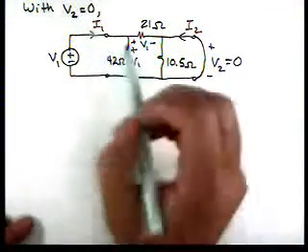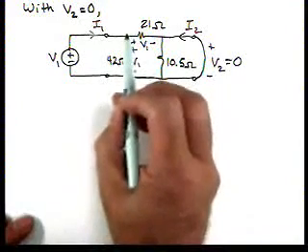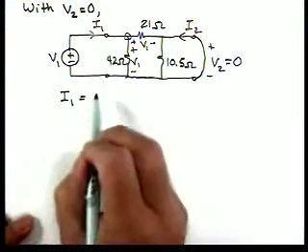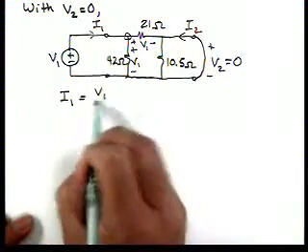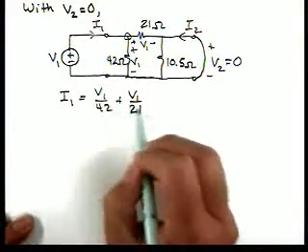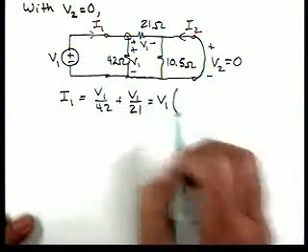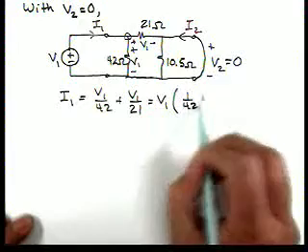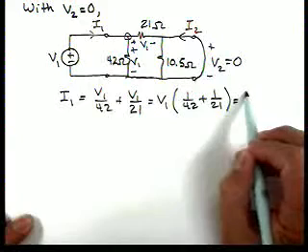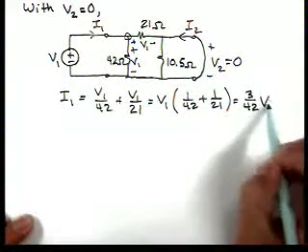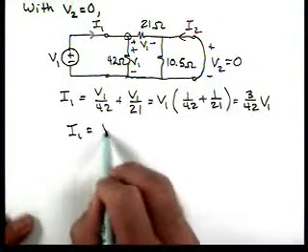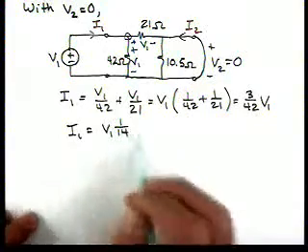Then, if we apply Kirchhoff's current law at this node, we'll have I1 is equal to V1 over 42, which is the current flowing through here, plus V1 over 21. So then we have V1 times 1 over 42 plus 1 over 21, and that becomes 3 over 42 times V1, or I1 is equal to V1 times 1 over 14.